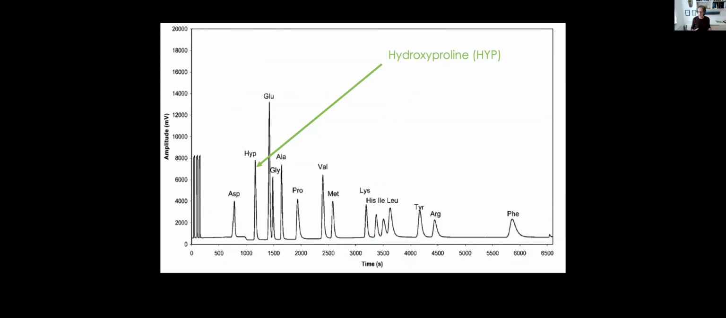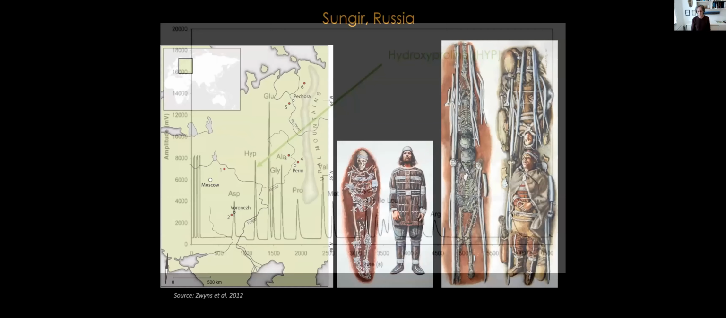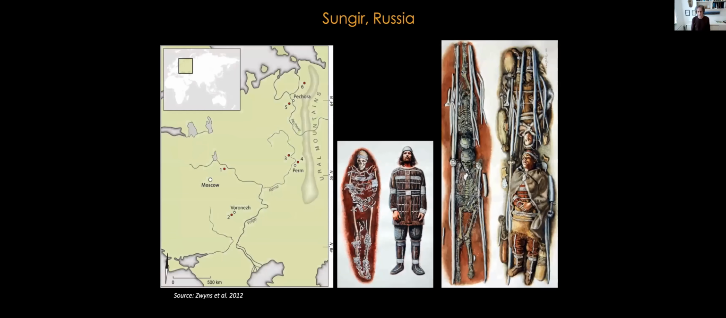Hydroxyproline is a biomarker for mammalian collagen, so it's a very attractive amino acid to separate. It's about 10% of the total amino acid pool, and so it gives us the ability to separate contaminants from the bones that we date.